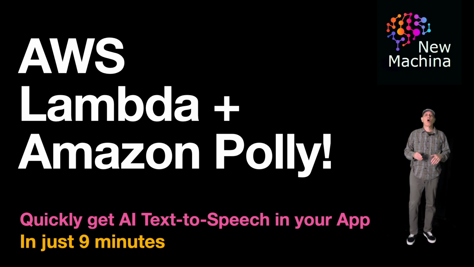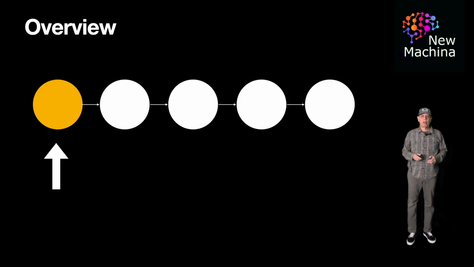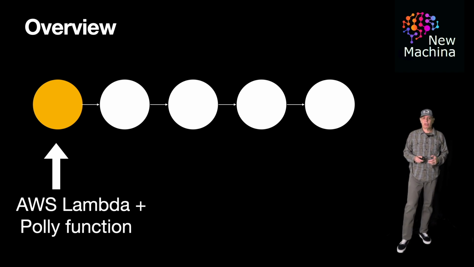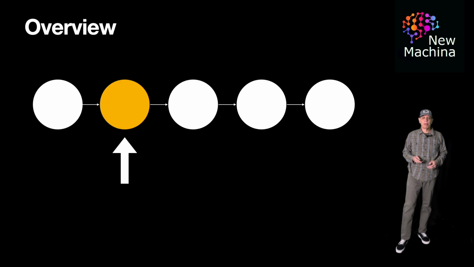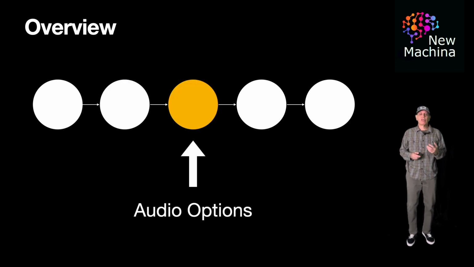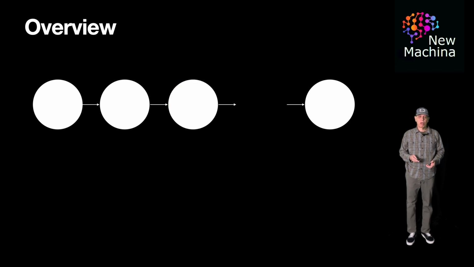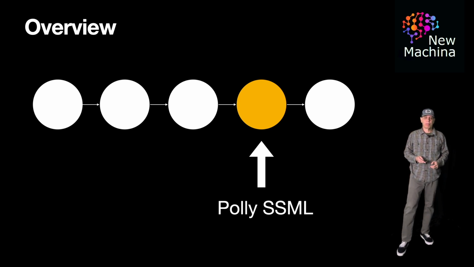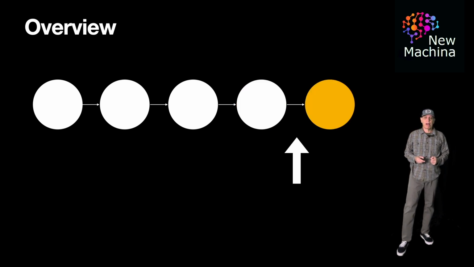So let's start with a quick overview of what we're going to cover in this AWS tutorial. The first thing we'll look at is creating the AWS Lambda function that integrates with Amazon Polly. The next thing we'll do is run it and generate audio. The third thing we'll do is look at the various audio options available to you with Amazon Polly. Next, we'll look at how Amazon Polly supports SSML. And finally, we'll close out with some best practices.